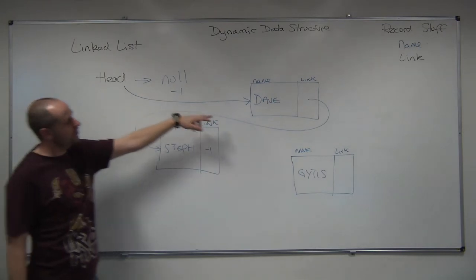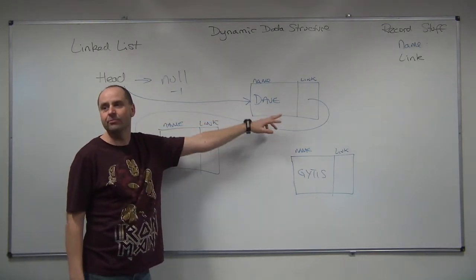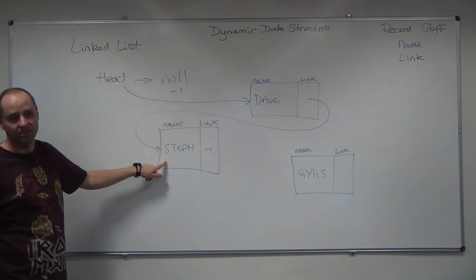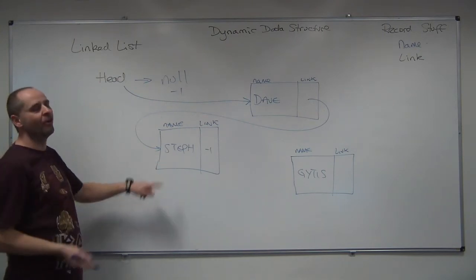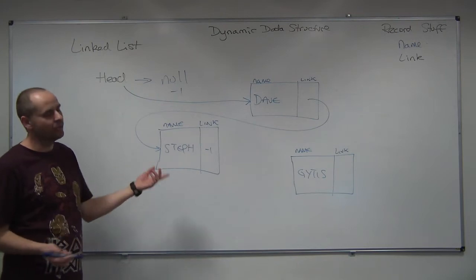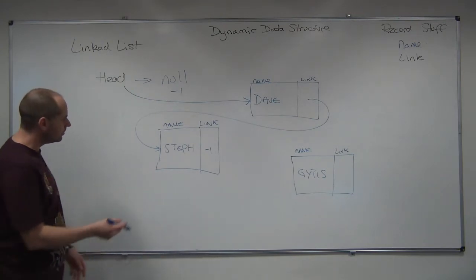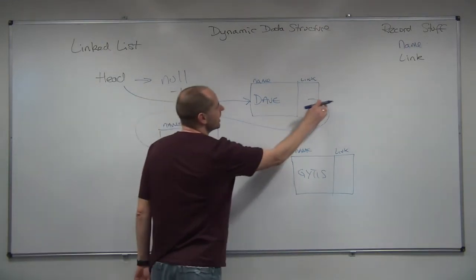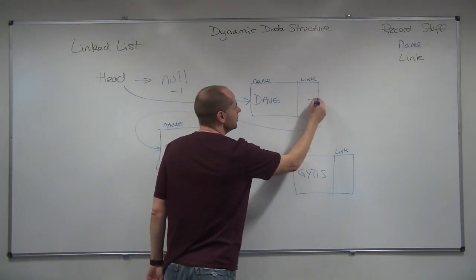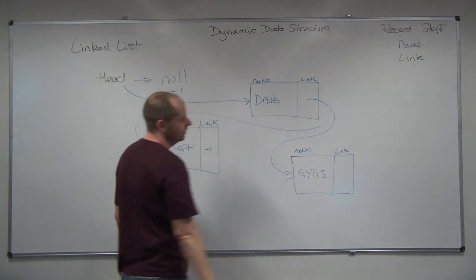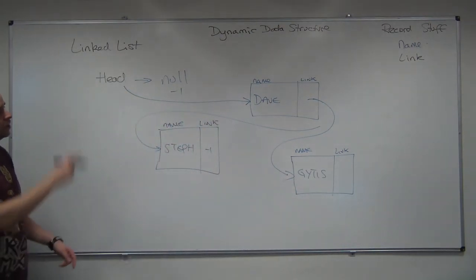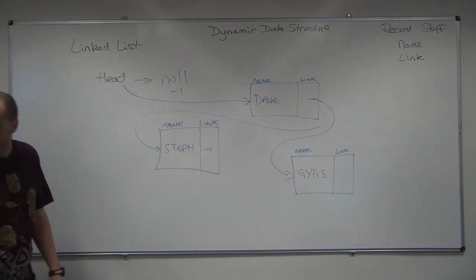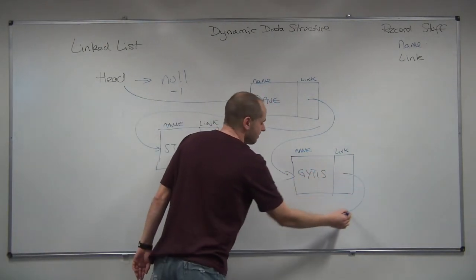So we look to see if it's Dave. Oh no, Gittis is bigger than Dave. Better keep going. Ah, Steph's bigger than Gittis. So it must be before Steph. So the only thing we've got to do is say, right, well, who was pointing to Steph? Well, it was Dave, wasn't it? So we can break that link and point that to Gittis. Where did Dave originally point to? Well, that was Steph. So we need to make Gittis's link go to Steph.